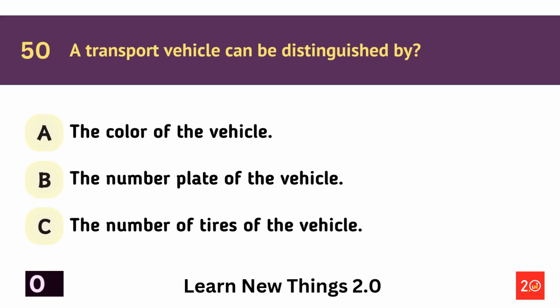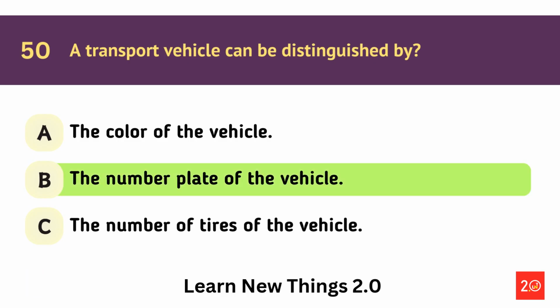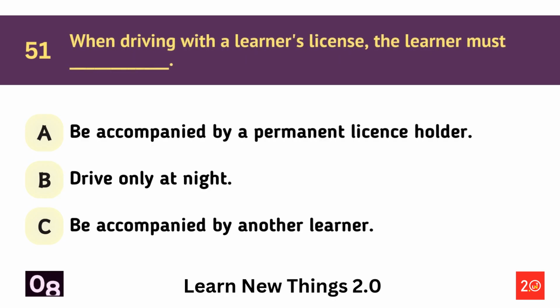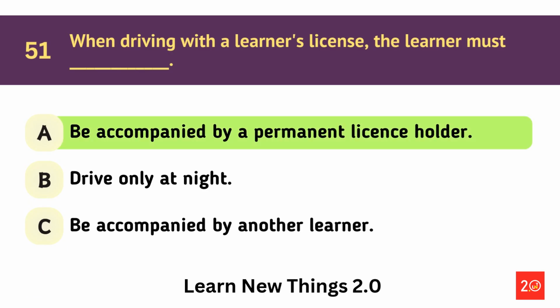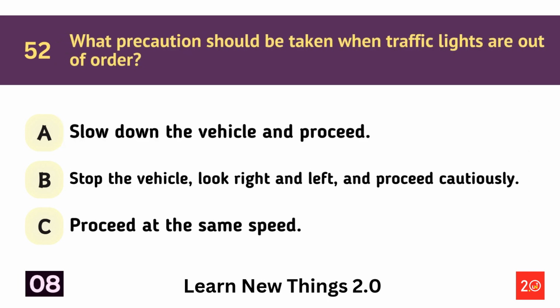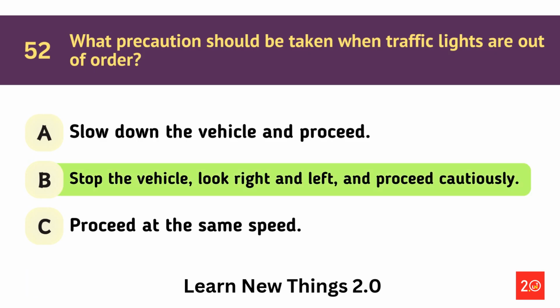A transport vehicle can be distinguished by the number plate of the vehicle. When driving with a learner's license, the learner must be accompanied by a permanent license holder. What precautions should be taken when traffic lights are out of order? Stop the vehicle, look right and left and proceed cautiously.